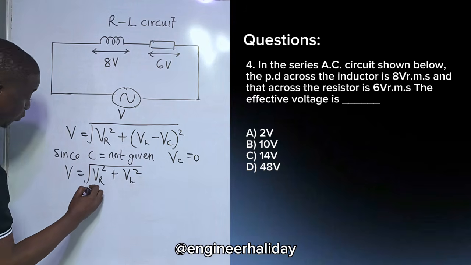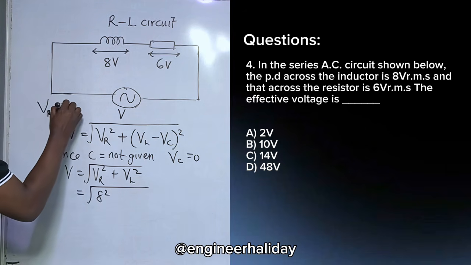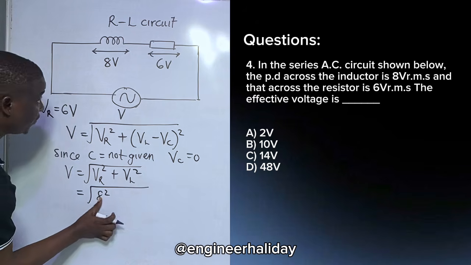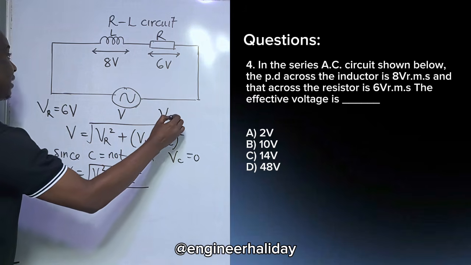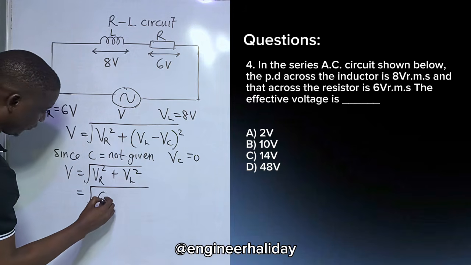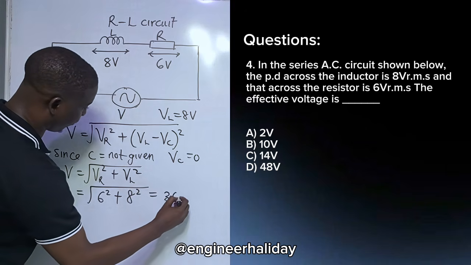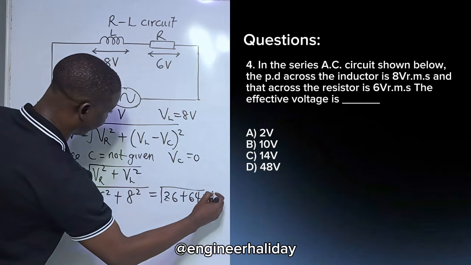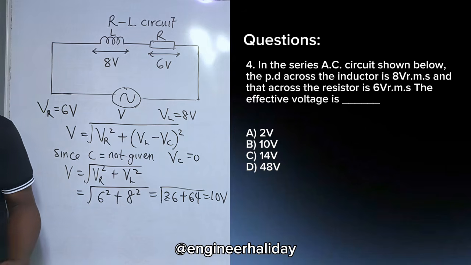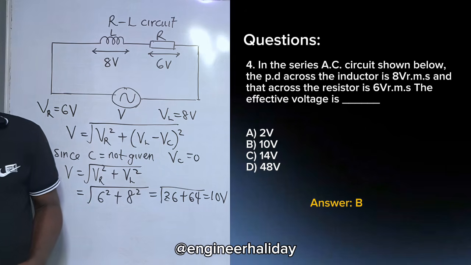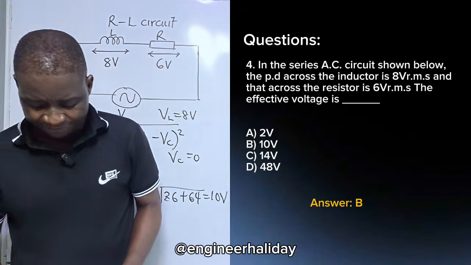So this one will be: VR is 6 volts. This is R and this is L. VL is 8 volts. So it is 6 volts square plus 8 volts square. You are going to have 36 plus 64, which gives us 100. Square root of 100 is 10 volts. So the answer to that question is 10 volts. We have option A, 2 volts, B, 10 volts, C, 14 volts, D, 48 volts. So the answer is B, 10 volts.